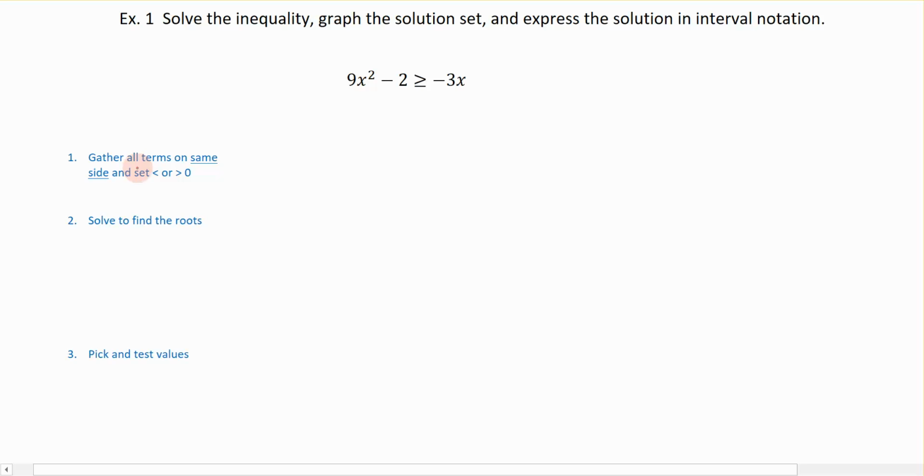The very first thing that we want to do is gather all of my terms up on the same side and set it either greater than or equal to 0. So I'm going to add 3x to the left-hand side, and I have 9x squared plus 3x minus 2 greater than or equal to 0. And I went ahead and wrote it in descending order because the next thing I have to do is solve this function to find its roots. We do that by solving this quadratic.